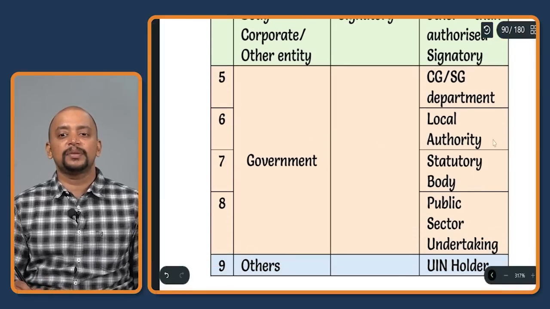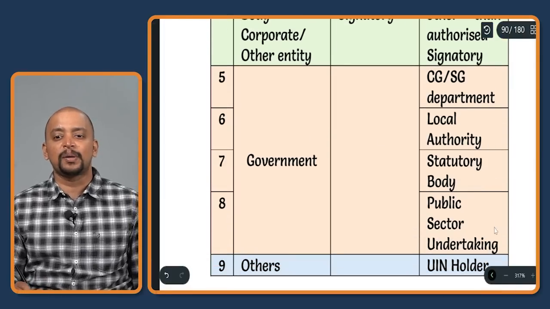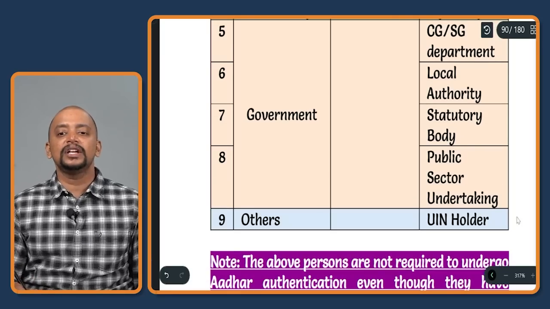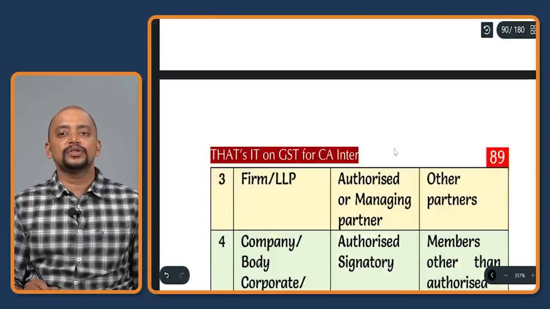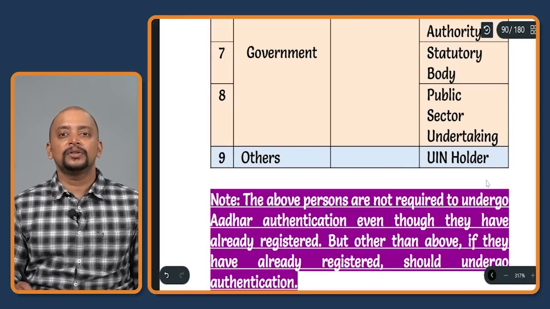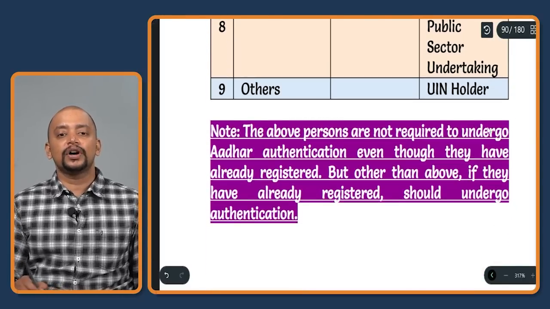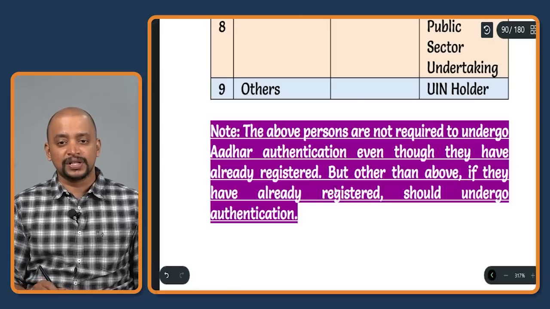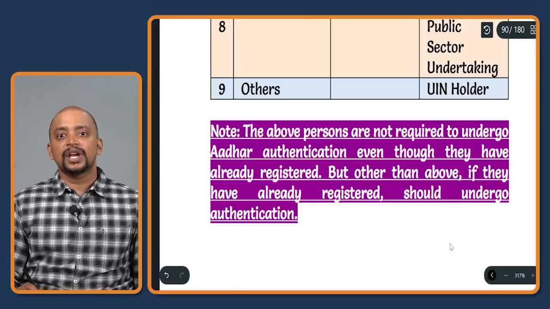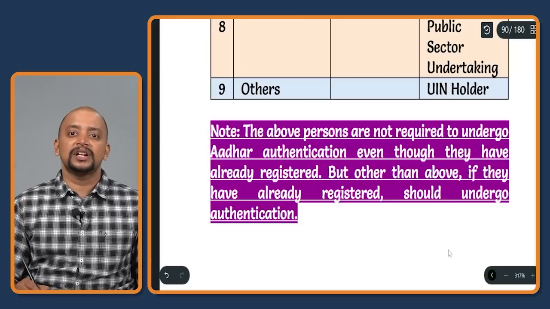Central government, state government department, local authority, statutory body, public sector undertaking, and finally UIN holder. These are the 9 points you need to remember, wherein they are not required to undergo authentication. So they are not required to undergo authentication even though they have already registered, but other than above, they need to undergo authentication even after registration.